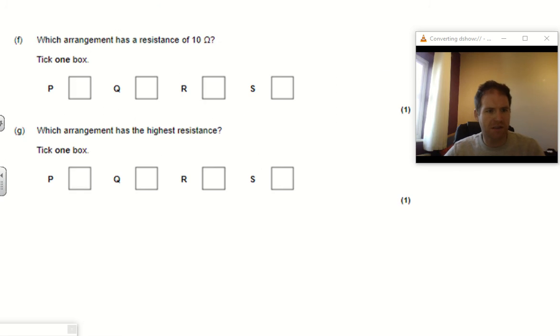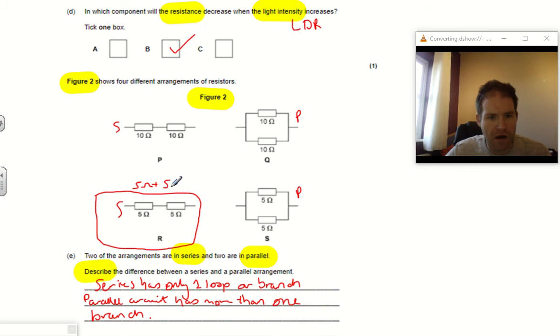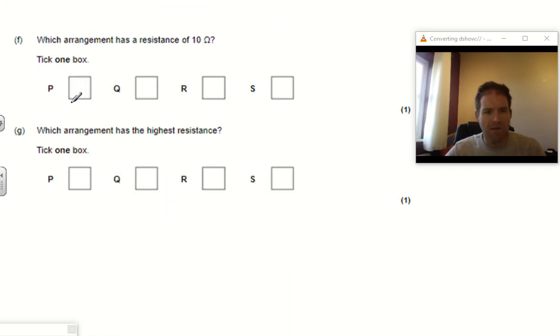The next question says, which arrangement has a resistance of 10 ohms? Okay, now 10 ohms is going to be this one because in a series circuit we add them up. Okay, in a series circuit it's 5 ohms plus 5 ohms, which equals R. Okay, that's 10 ohms. So we go back here. We're saying that R is the correct answer for here.